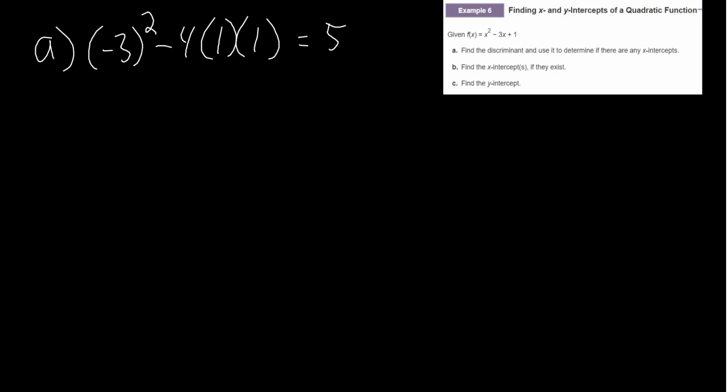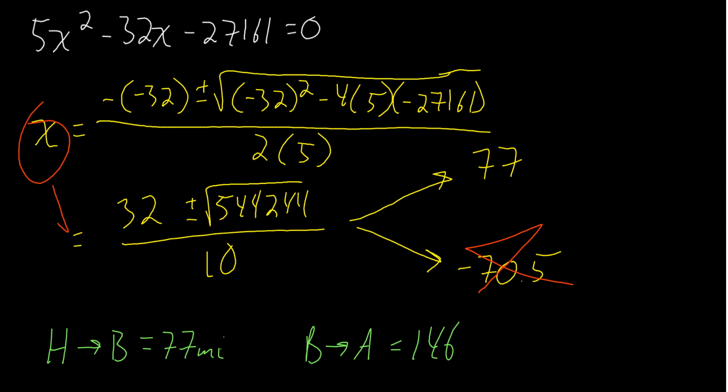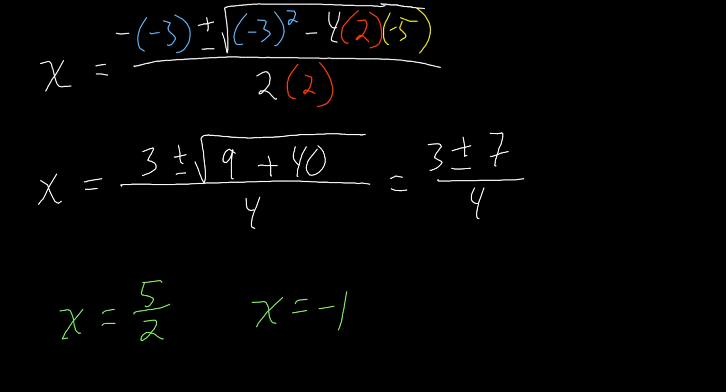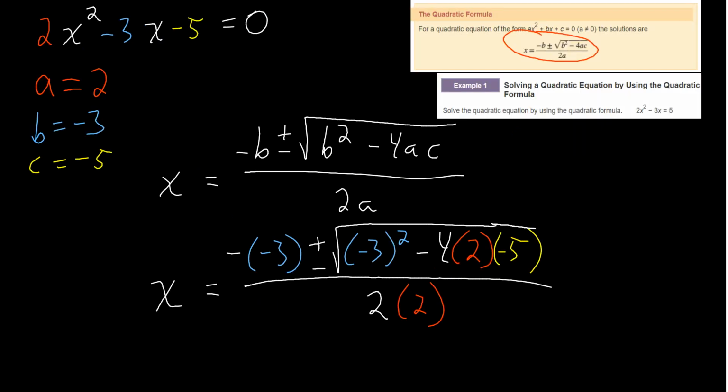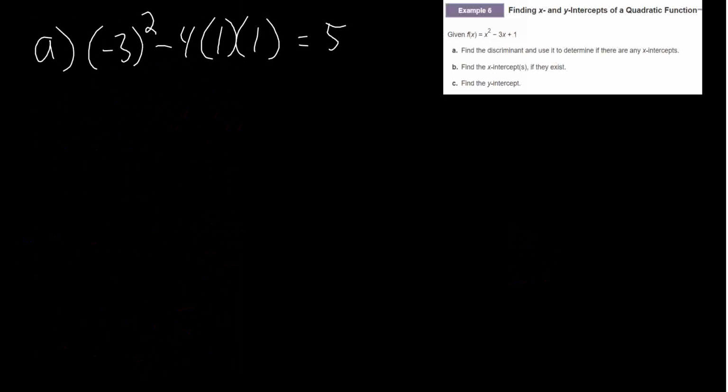Next up, we need to find the x-intercepts. It says if they exist, and we'll see a problem like that in a moment. In order to find the x-intercepts, that's what the quadratic formula is. Notice how every time I write the quadratic formula, I put x equal to. So in order to find the x-intercepts, we just need to use the quadratic formula. Actually, let's see, can I factor this in my head? No, I cannot. So we're going to have to use the quadratic formula.